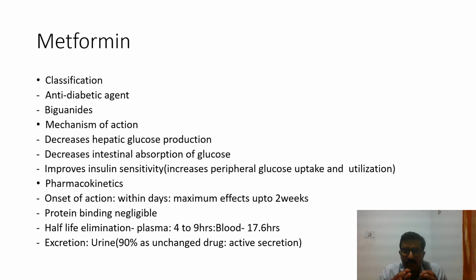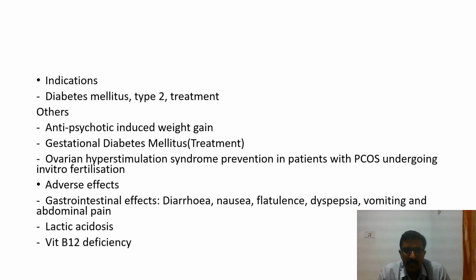Some of the important pharmacokinetic points include onset of action usually within days, and maximum effects are seen up to 2 weeks. Protein binding is negligible. Half-life elimination in plasma is 4 to 9 hours, and in blood 17 hours. Excretion is mainly through urine, 90% as unchanged drug. Indications: in the treatment of type 2 diabetes mellitus.